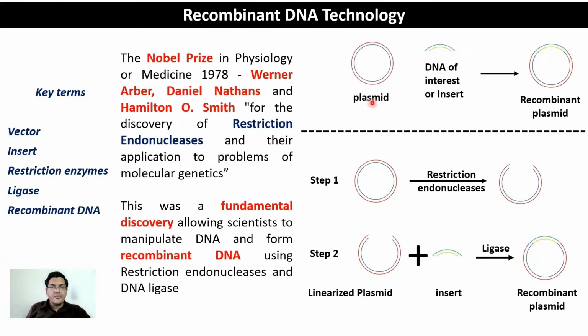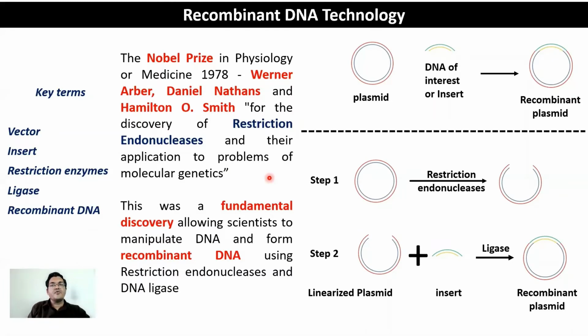And I've already told you that the discovery of restriction enzymes was a very fundamental discovery. It provided you a first handle to manipulate the DNA, and therefore Werner Arber, Daniel Nathans, and Hamilton Smith were awarded the Nobel Prize in 1978 for physiology and medicine. As I've already told you, it was a fundamental discovery allowing scientists to manipulate DNA and form recombinant DNA using restriction endonucleases and DNA ligase. So this is basically for revision purposes.